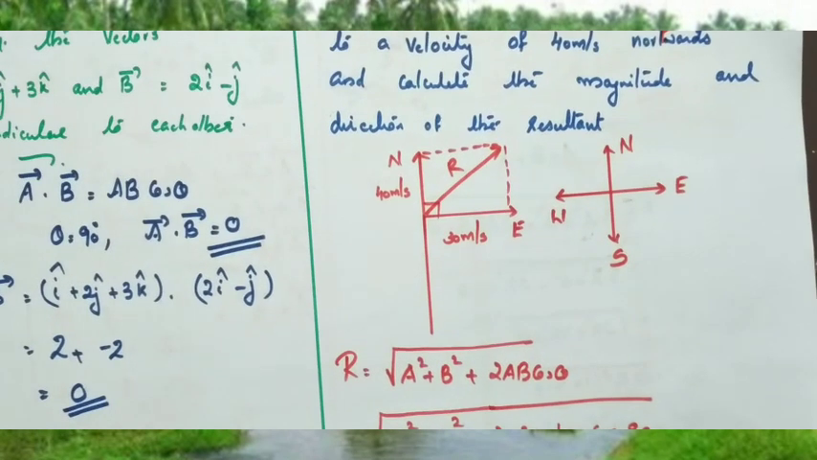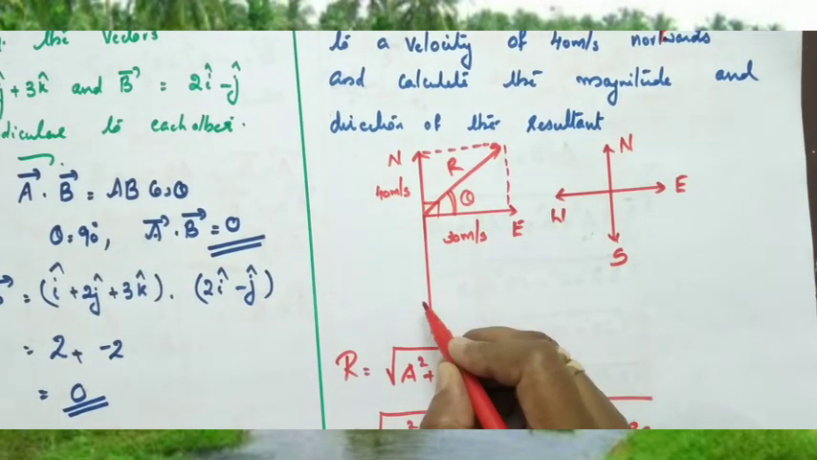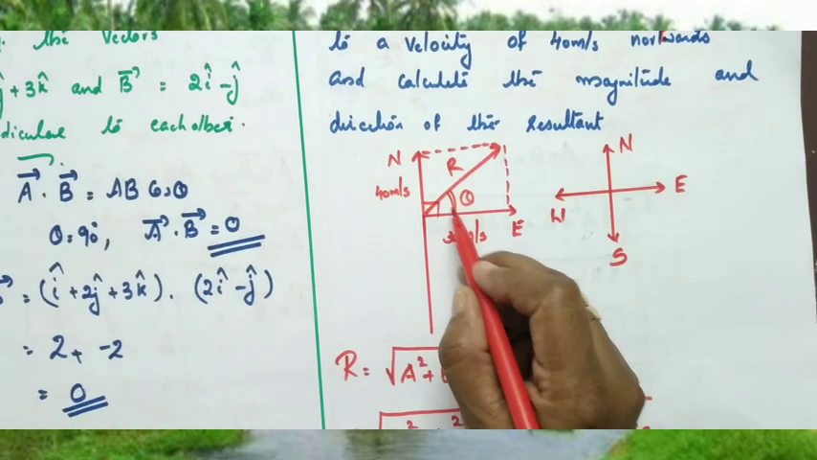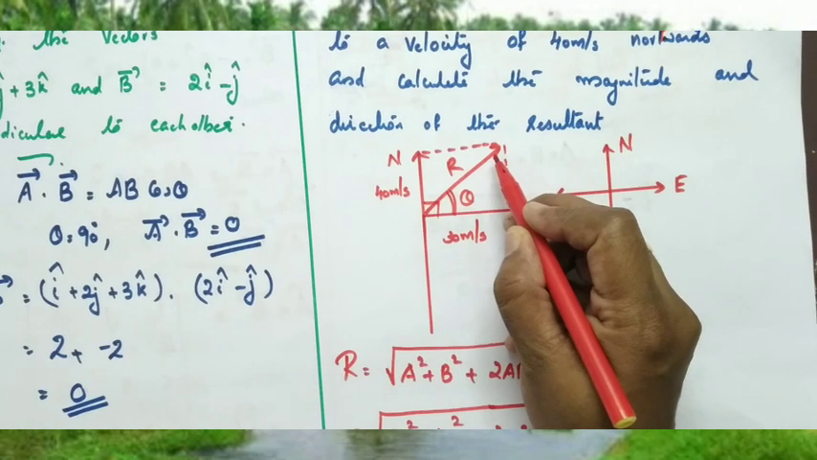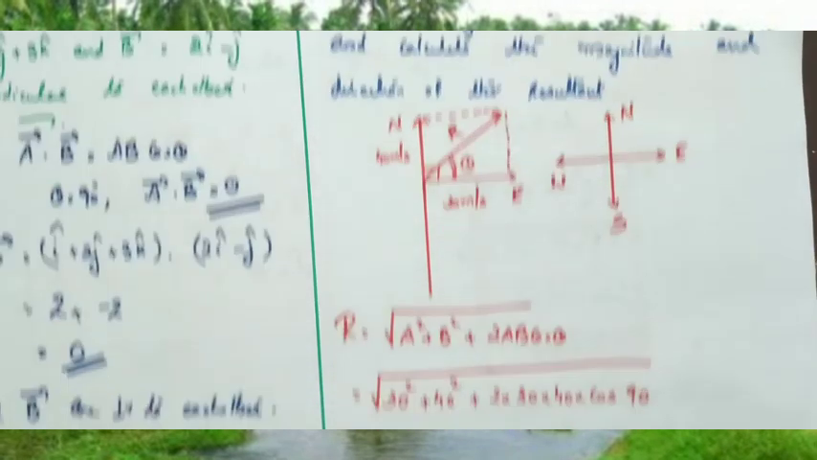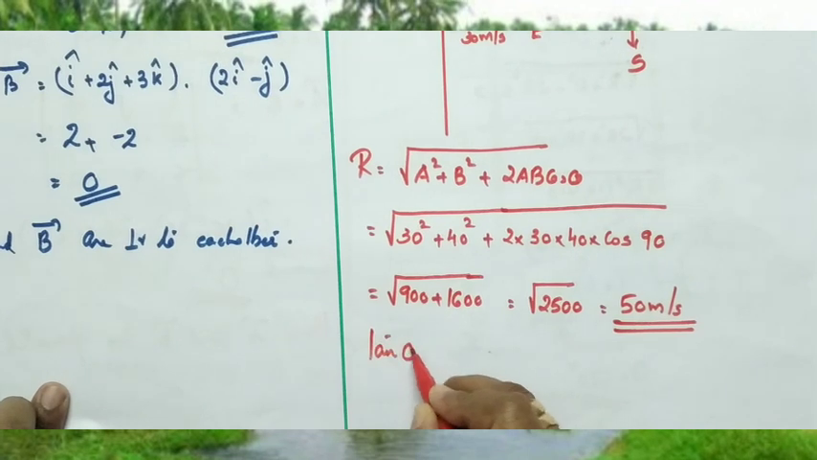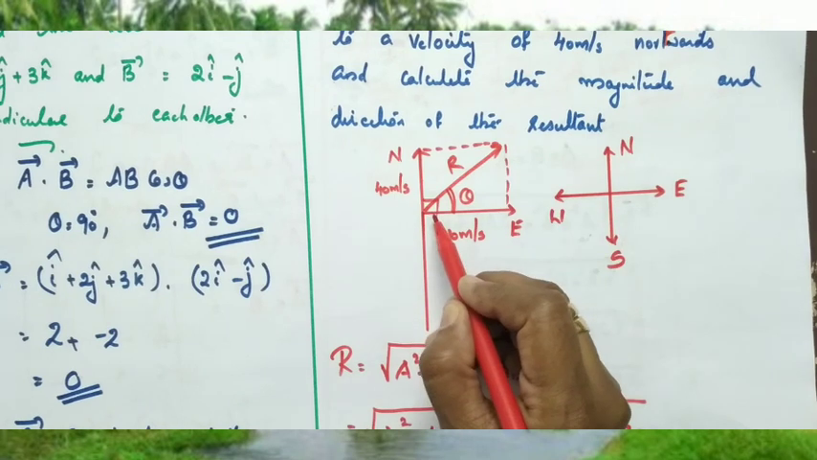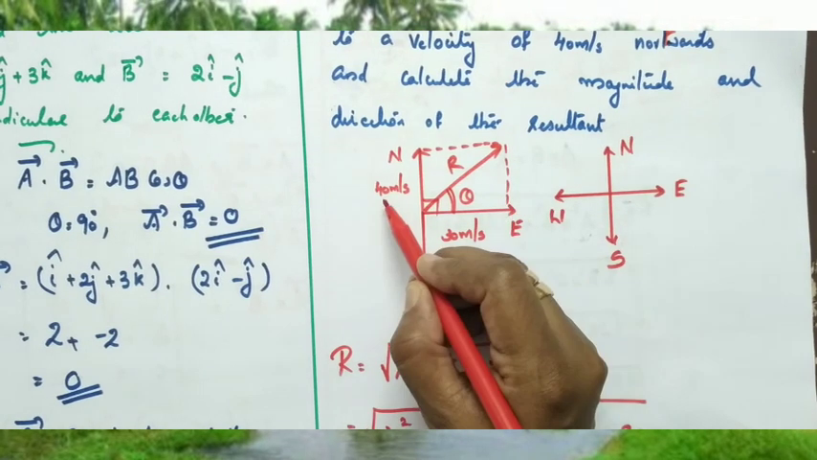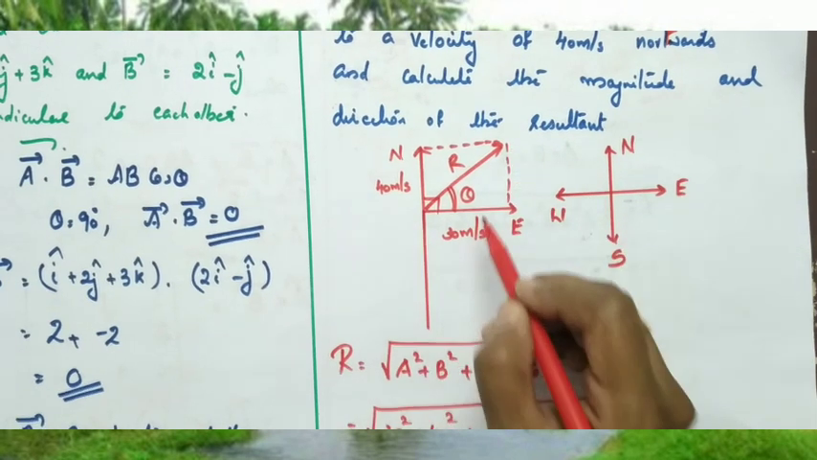Now we have to find the direction also. Let this angle be theta. Any angle can be taken as theta. Here I have taken the angle between the velocity 30 meters per second and the resultant as theta. So how will you find the direction? Direction is given by tan theta, isn't it? So tan theta is equal to opposite side divided by adjacent side. What is the opposite side here? 40. What is the adjacent side here? 30, isn't it? 40 divided by 30.